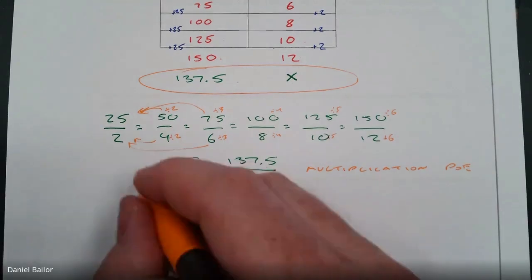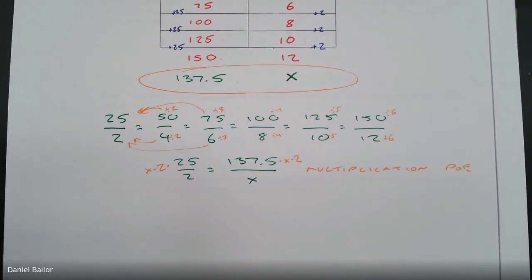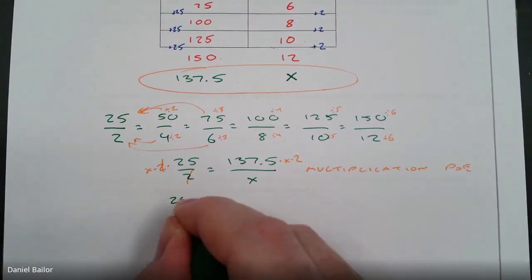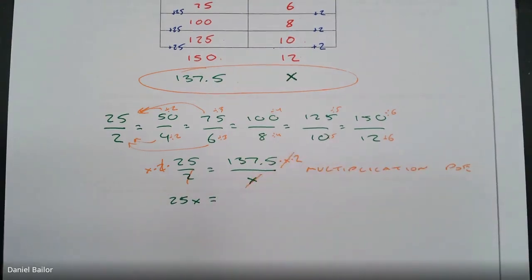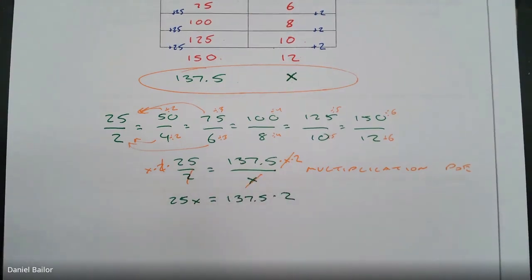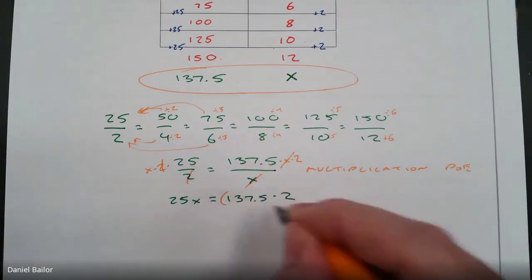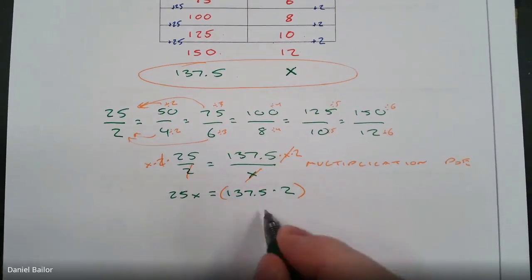And we do this by multiplying by x and 2 on both sides. Because multiplying by x and 2 on this side, the 2's cancel. So we keep 25 and x. And on this side, the x's cancel. So we keep 137.5 times 2. The multiplication property of equality simplified our proportion. Now we want to solve that part right there. Let's multiply first to get one constant on that side.